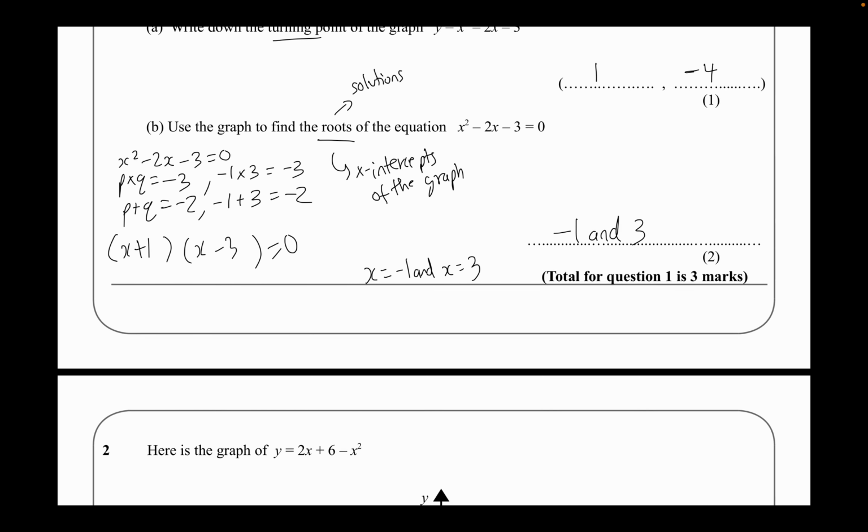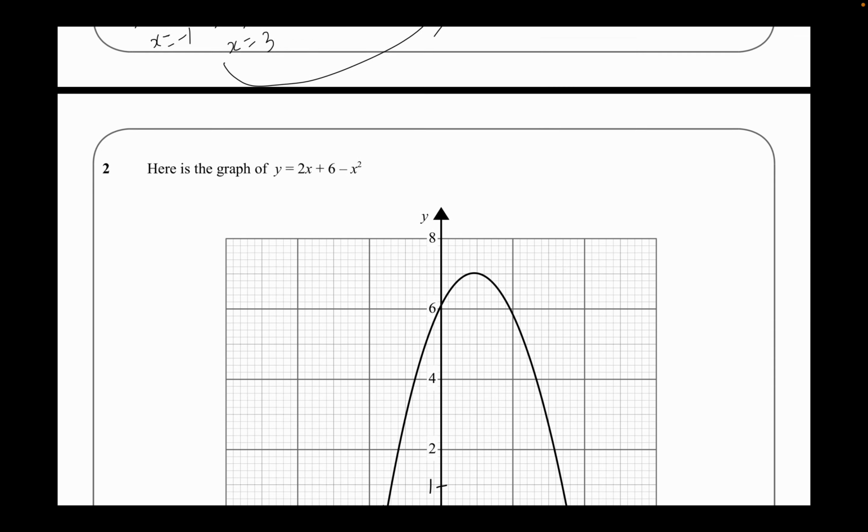This is a way to find out the x-intercepts. So you know that x plus 1 equals 0. We know x minus 3 equals 0. X equals -1. X equals +3. So we can find out the x values, which we have found to be similar to the ones which we found on the curve or on the graph itself. X equals -1 and x equals 3. Okay, let's move on to the next question.